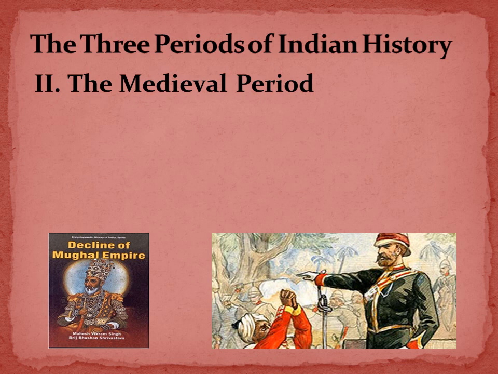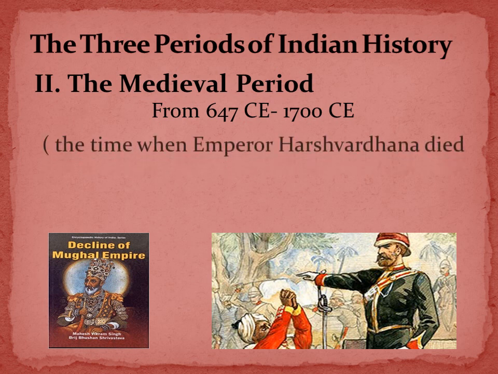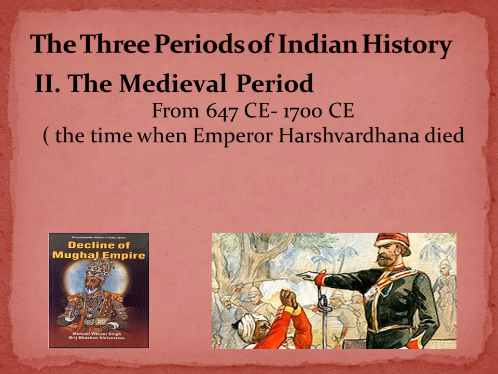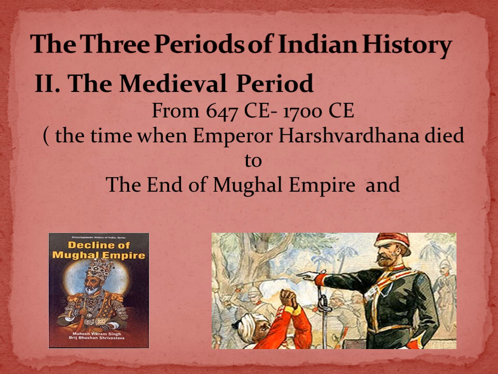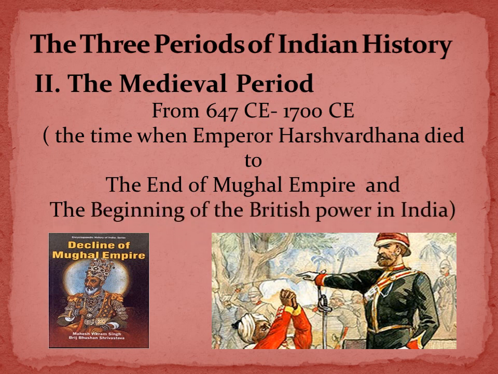Children, this year in class 7, you will read about the second period of Indian history, that is, history of medieval India. Medieval means Middle Age. Medieval period extends from 647 CE to 1700 CE. It starts from the time when Emperor Harshvardhana died to the time when two important events were happening. Number 1, the Mughal Empire started breaking up. Number 2, at the same time, it was the beginning of the British power in India.